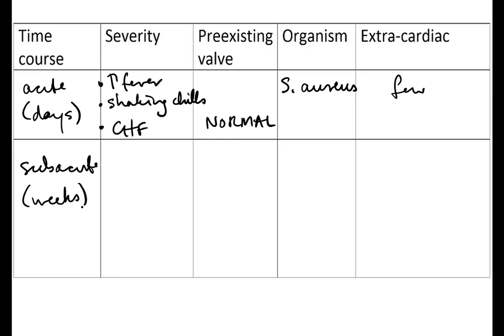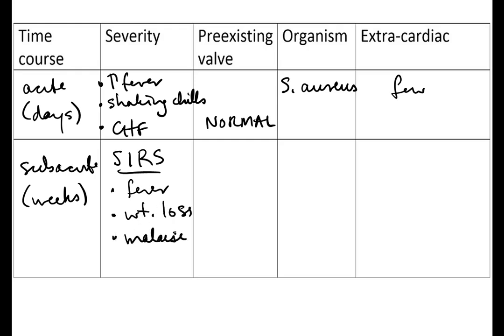This now has very different severity because this is now the symptoms of systemic inflammatory response syndrome. So think of this as the cytokine syndrome. So we're going to see things like fever and night sweats. We're going to be seeing things like weight loss. And we're going to be seeing things like malaise. So that's a pretty different picture than severe.